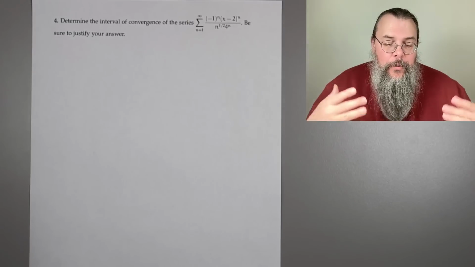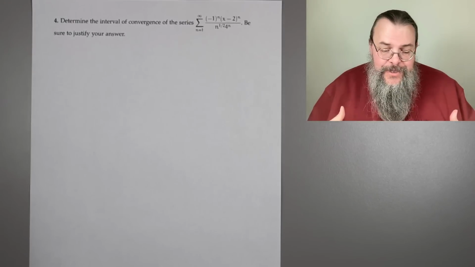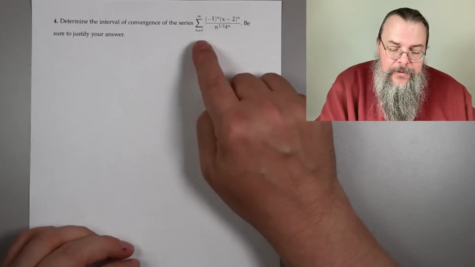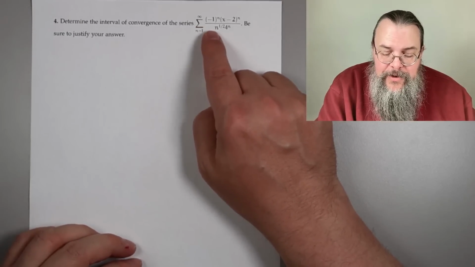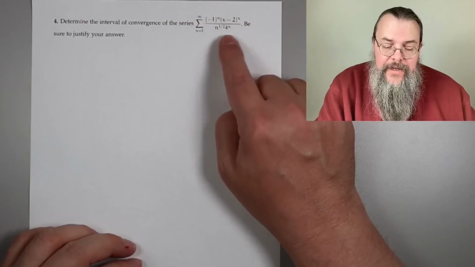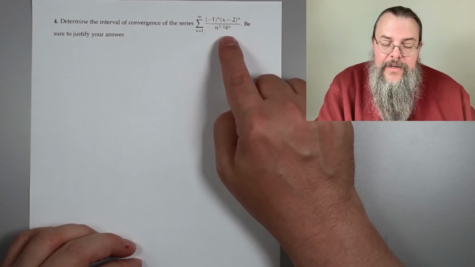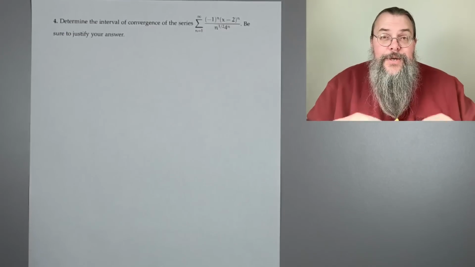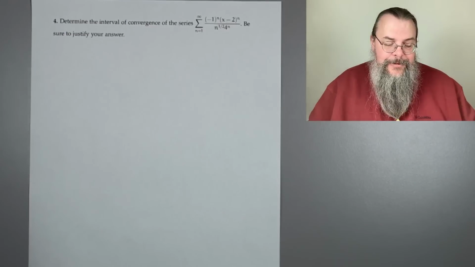Number 4. We're asked to determine the interval of convergence of a series. We're going from n equals 1 to infinity of negative 1 to the n, x minus 2 to the n, over n to the half power times 4 to the n. And we're told to justify our answer.